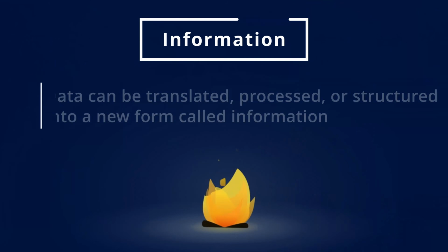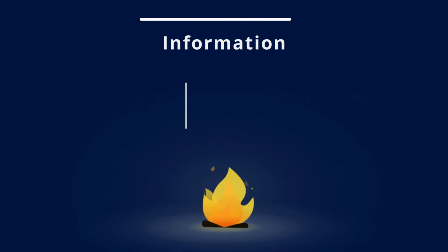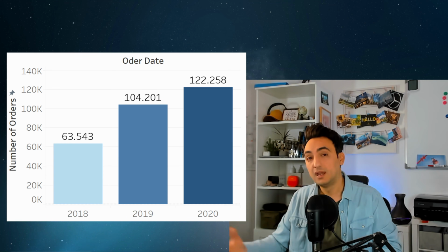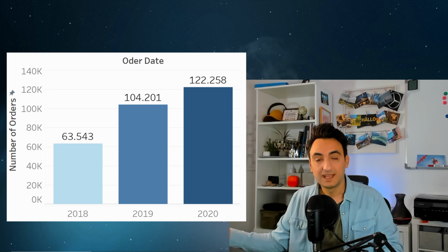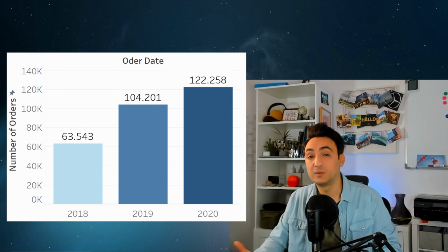Another term that we have is information. The data that we have, we could reprocess it, structure it, or translate it to a new form called information, which has more logical meaning, and we could use it in the analysis. For example, if we aggregate the order dates over the years, we could see how the company is growing over the years. That means we converted the raw data into meaningful information.